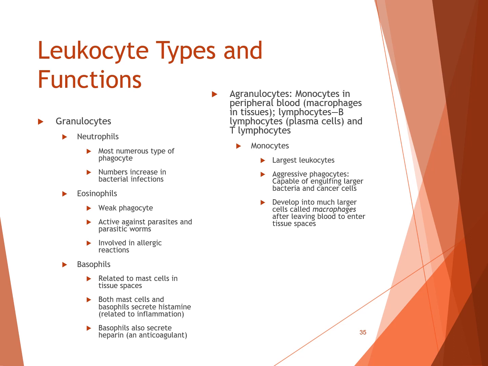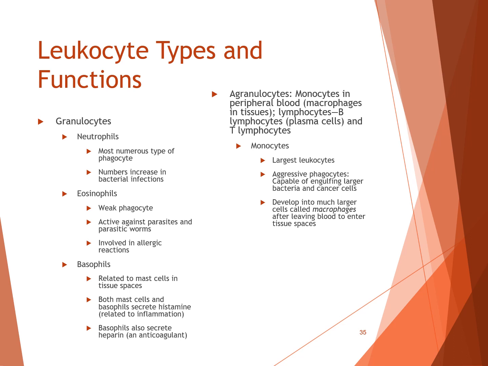One important thing that they do, we mentioned previously, is that they protect us from different parasitic infections. And they are also involved in regulating some allergic reactions, including asthma. Basophils exist in our blood and in our tissues, and they secrete something called histamines. And histamines are typically released during any type of inflammatory reaction.